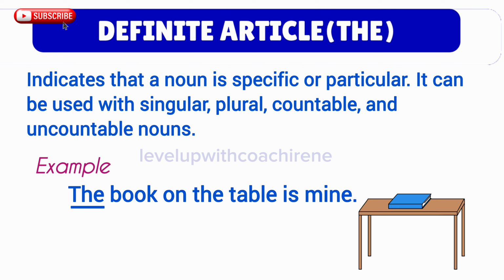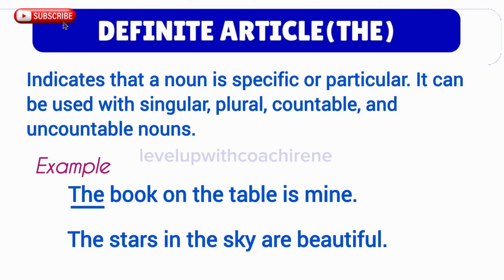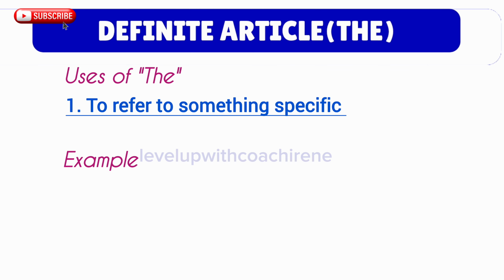Another example would be, the stars in the sky are beautiful. Here, the is used to indicate specific stars that are visible in the sky. Let's look at the uses of the. Number 1, it is used to refer to something specific. We use the when both the speaker and the listener know which noun is being referred to.